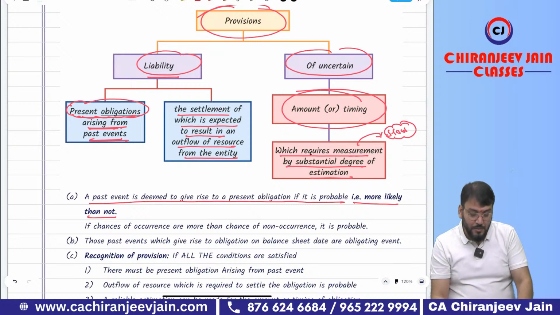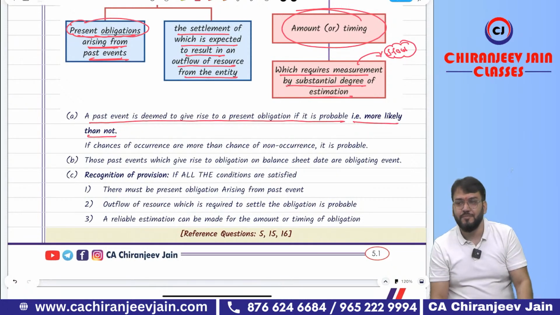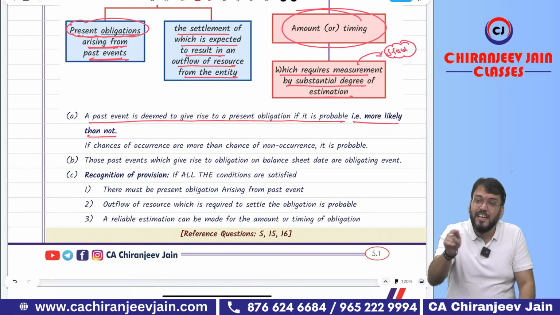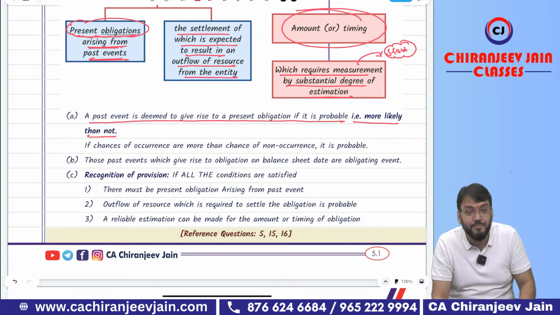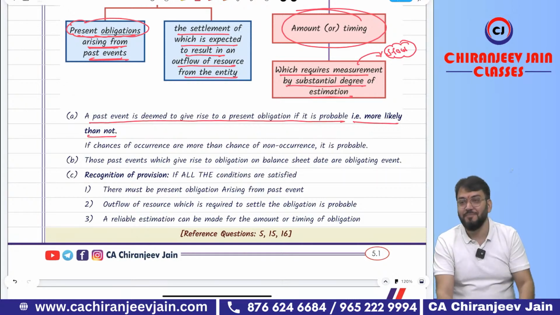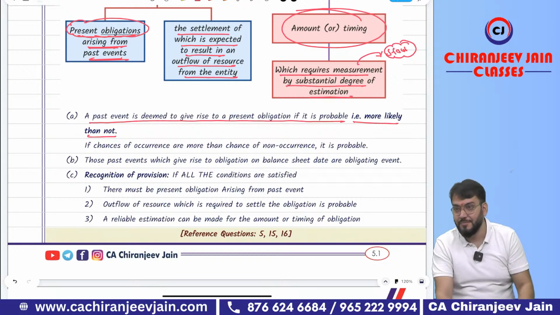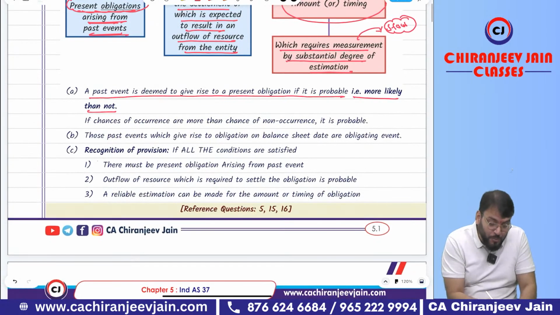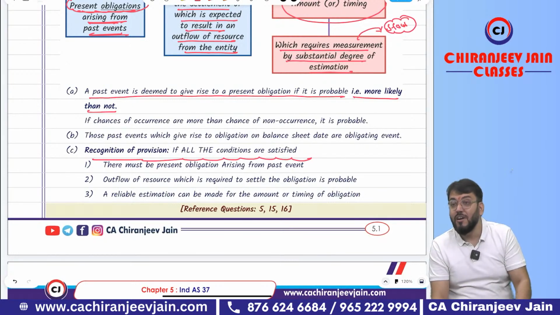Understood? Correct? It means, can I say, for provision there are three conditions. If all three conditions are satisfied, Ind AS 37 says recognize provision. When I say recognize provision, it means what? Record a journal entry. So when I say recognition of provision, it means record a journal entry. So when to recognize provision? If all the three conditions are satisfied.